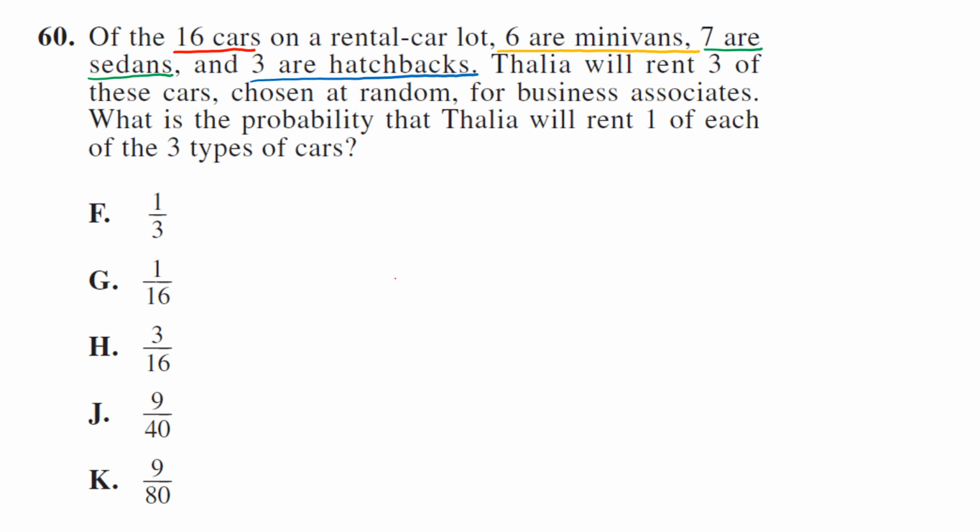Okay, so this is a probability question, and it's a little bit tricky. So we got to say, okay, she could rent a minivan first. Let's say she first rents a minivan, and then she rents a sedan, and then she rents a hatchback. So what are the odds that it happens in that way? So we know there's 16 cars for each one. So probability is what you want over what you have, right?